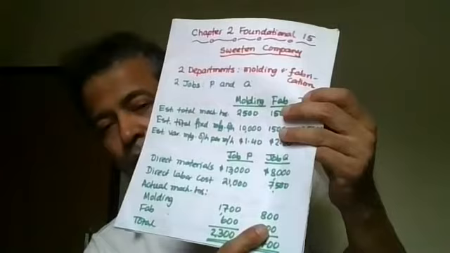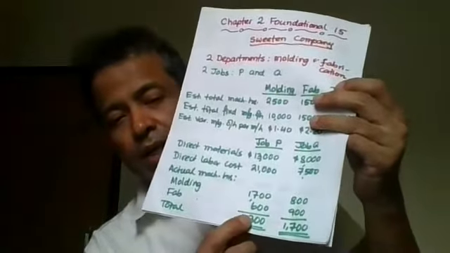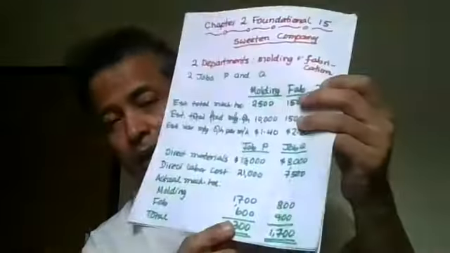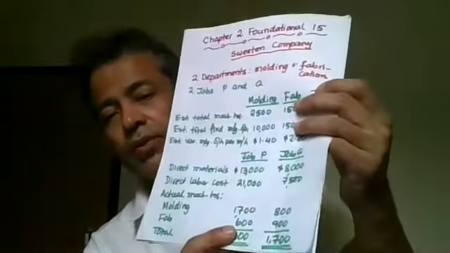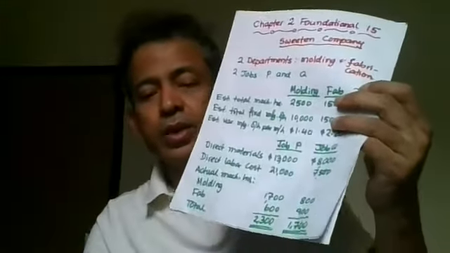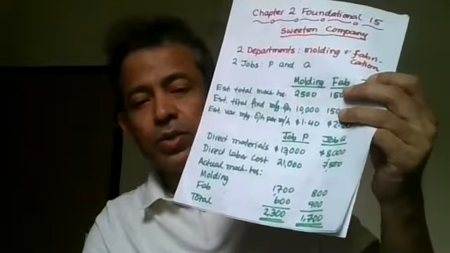So total molding department hours is 2,500. And from the fabrication, P used 600 and Q used 900. So fabrication department's total labor hours is 1,500. All right, now let's start solving the problem.